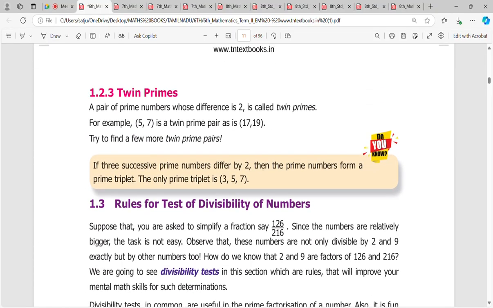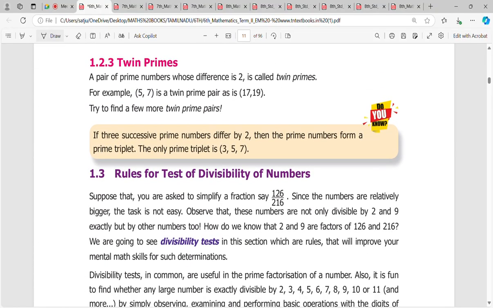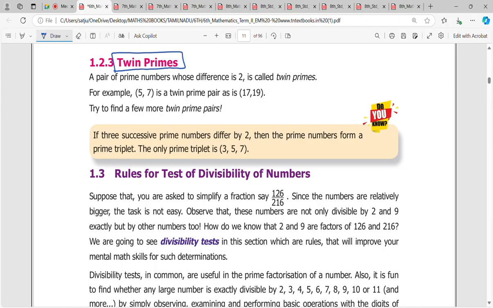Twin prime. We have seen the twin prime concept also. So what do you mean by the twin prime? It means the difference between the prime numbers is nothing but 2. Then you can call that a twin prime. For example, 5, 7. Then 17 and 19. So a lot of things are there.